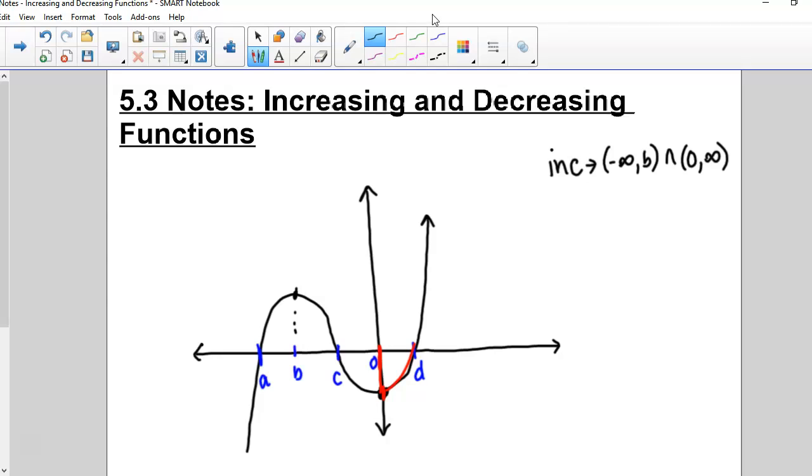Okay. So Liliana, where would this one be decreasing? Very good. So it would decrease from B to 0.